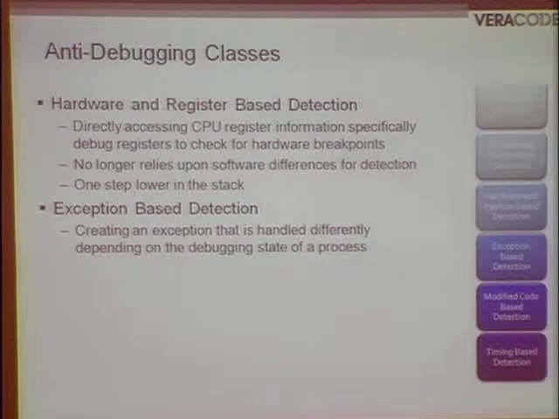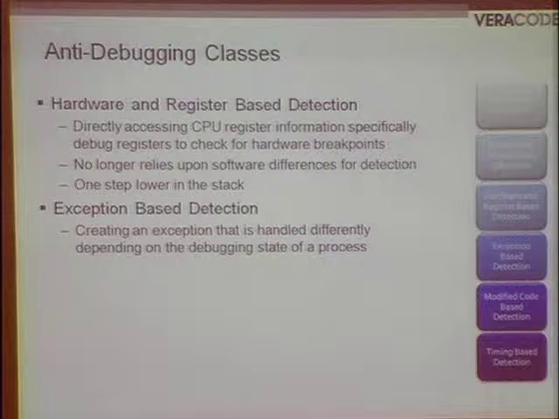Hardware and register-based detection mechanisms use registers and the CPU itself to detect the presence of a debugger. Directly accessing the processor components to check for things such as hardware breakpoints and other assorted registers, which I'll get into in a little bit. We no longer have to rely on software-based discrepancies to detect the debugger. We can look at the actual things on the hardware, registers on the chip, to detect if debugging is taking place.